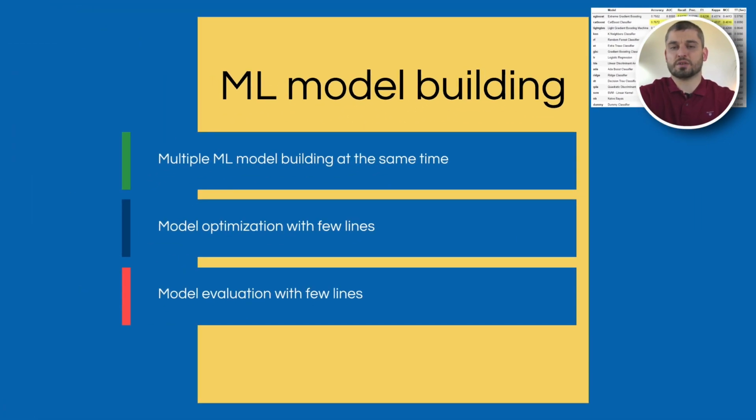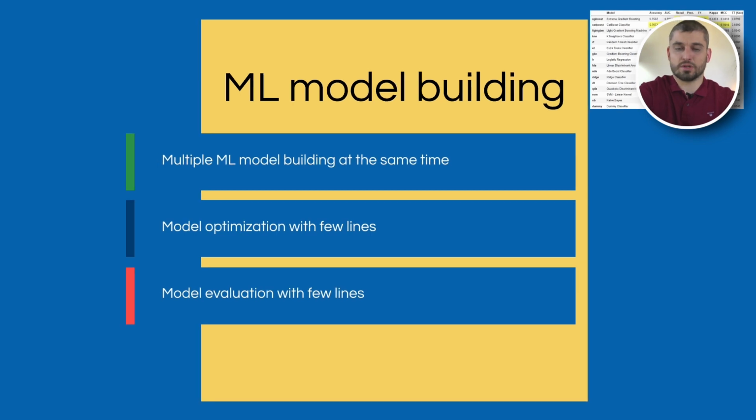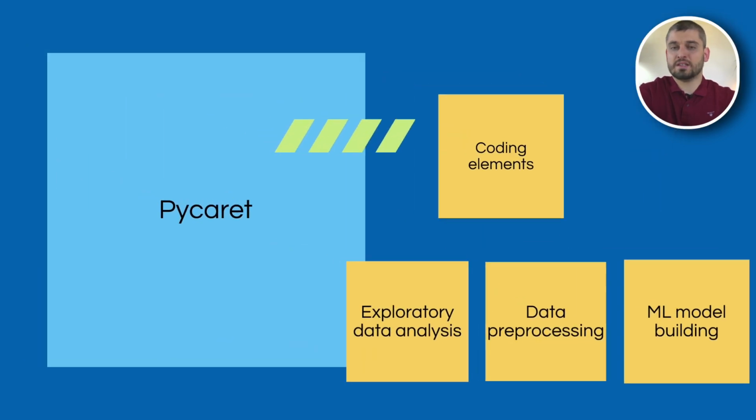Model optimization can also be done with a few lines of code, and you can choose from a number of state-of-the-art solutions. Creating the REST API and Docker image, or the deployment to AWS, Google Cloud, or Azure can also be done with a few lines of code. Of course, I haven't mentioned all the options that PyCaret offers. I really like it. I recommend everyone to try it.